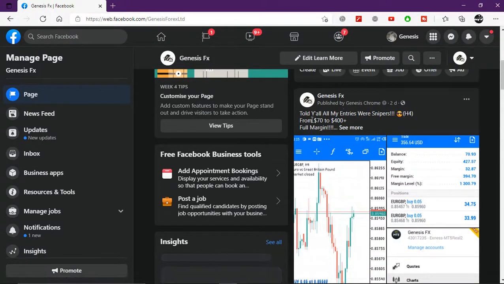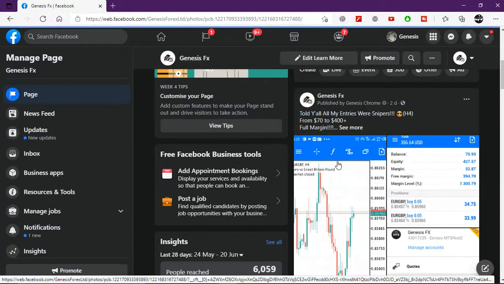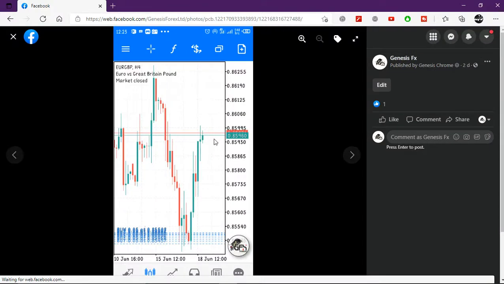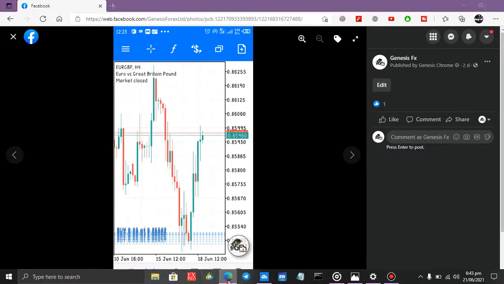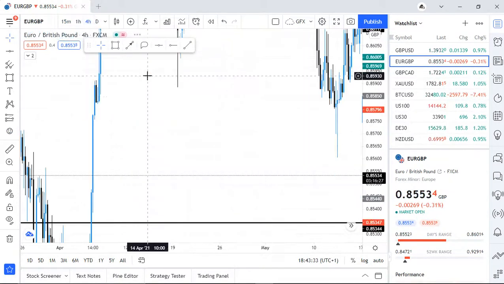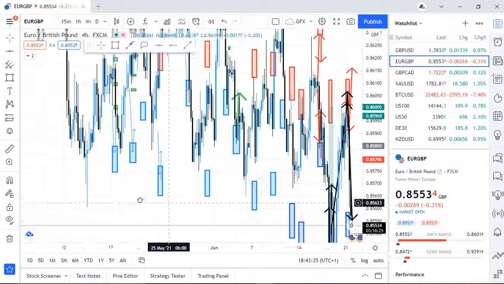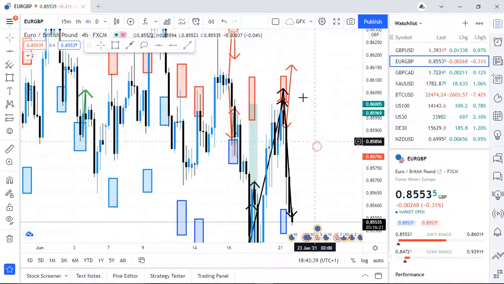I said from 70 to 400 plus, full margin. You can see it clearly. Let this stuff load. All right, see it. You see the entry, sniper entry. This is the 4-hour chart. You see the entry is a sniper. Let me put this chart to 4 hours so that you guys will know that. You can see all these boxes, I drew all those boxes.